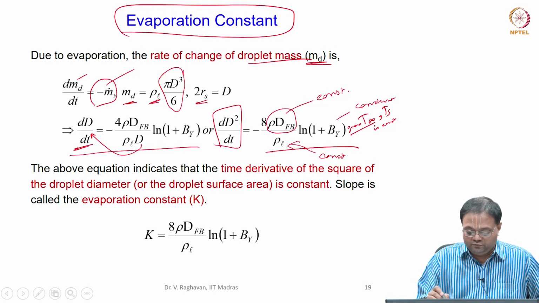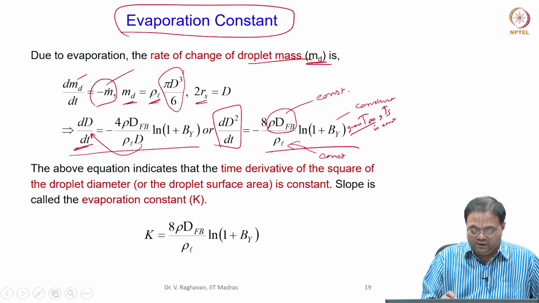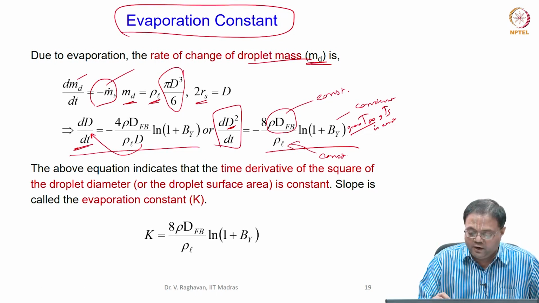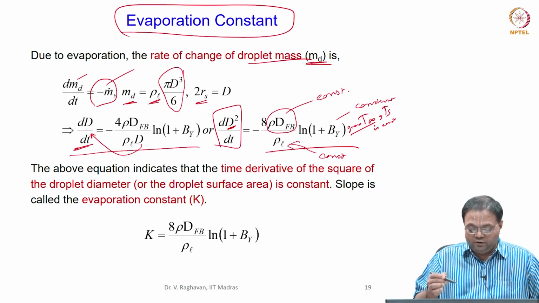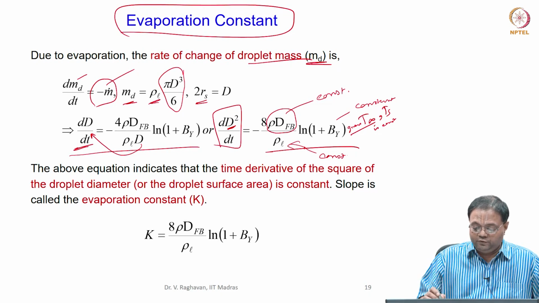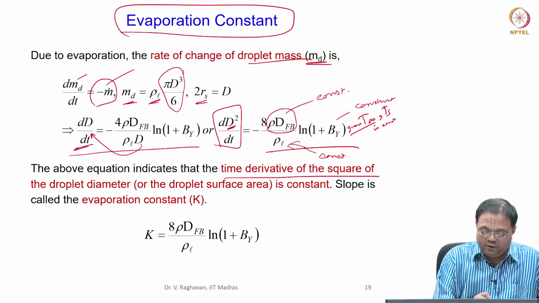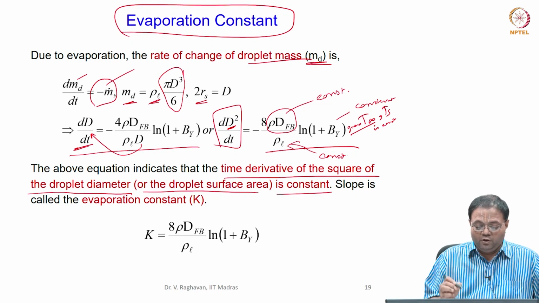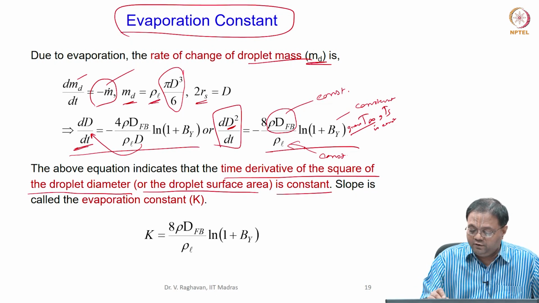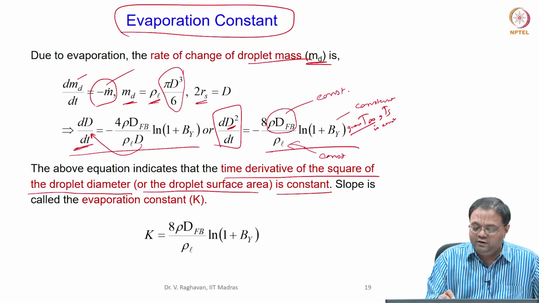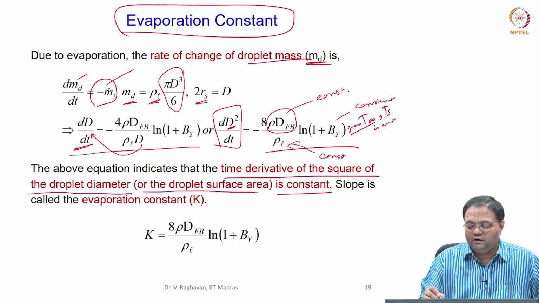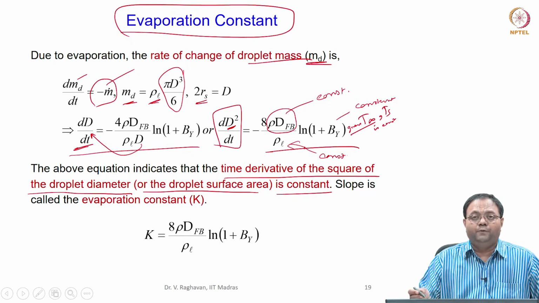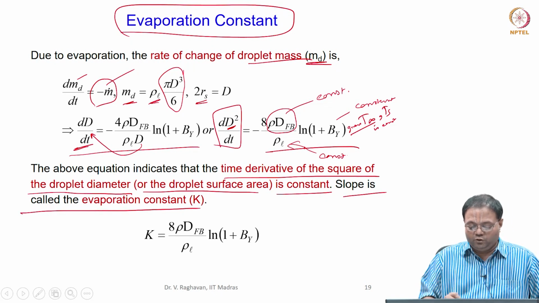So based upon this you will get the right hand side to be constant. That means the rate at which the square of the droplet diameter changes with time will be a constant. The time derivative of the square of the droplet diameter, or the droplet surface area we can say, is a constant. If you take dt to the other side and integrate this, the slope of that equation will give you the evaporation constant.